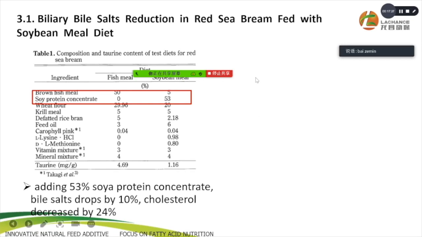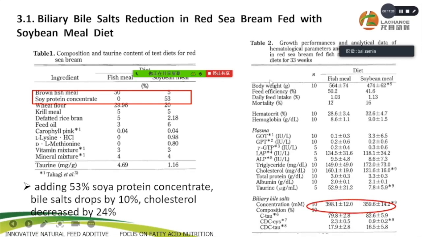fish meal. But finally, we found that when fed with a high percentage of soybean meal, the body weight of the fish decreased by almost 20%. Feed efficiency decreased by 16%, and the daily feed intake increased. Of course, the mortality also increased.